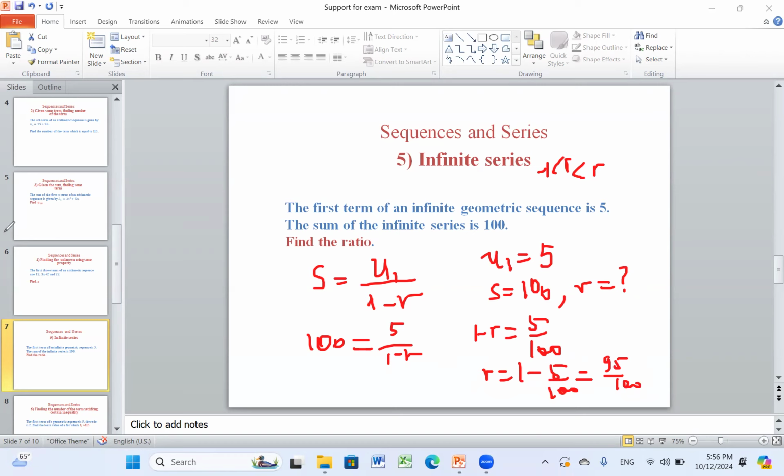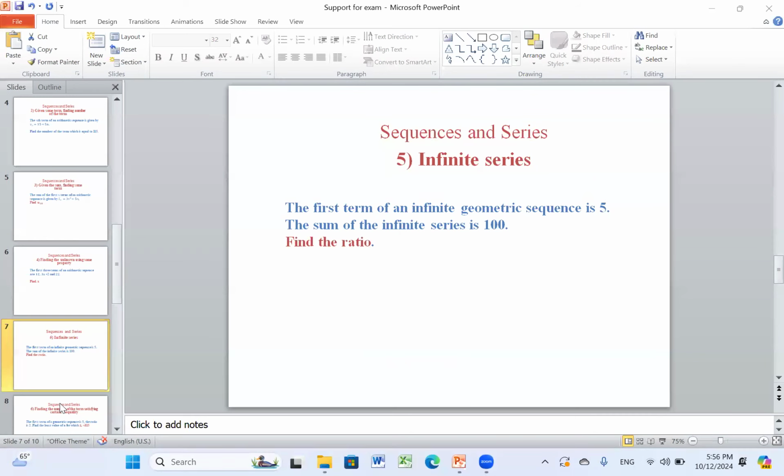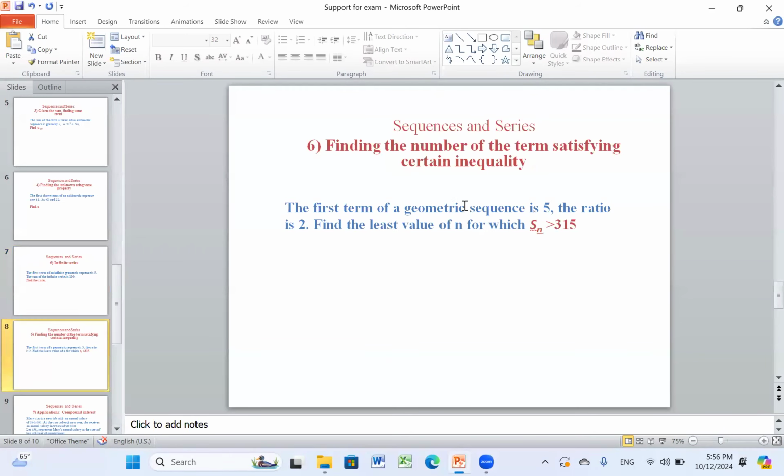We can do the same thing even if it is not an infinite geometric series. I suppose we are going to have some similar question now. Suppose now we have the first term of a geometric sequence is 5. The ratio is 2. So let's write U1 is 5 and the ratio is 2. We are requested to find the least value of n for which Sn is greater than 315.